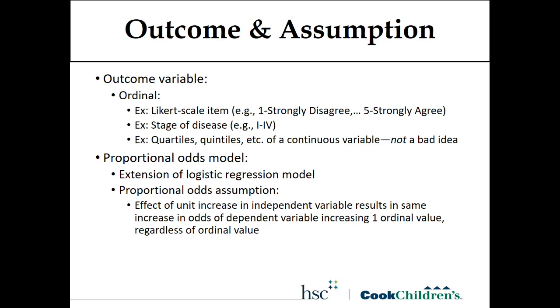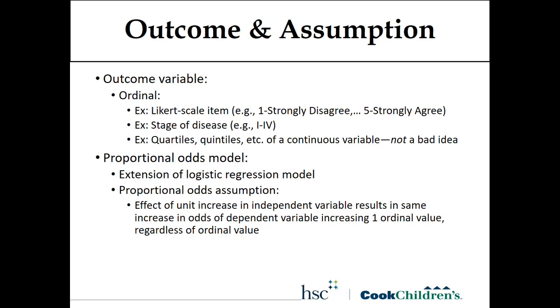Stages of a disease, like 1 to 4, are another example. Here we have pancreatitis in our study as one of the variables that I'm not going to go into, but that was, I think, 5 categories of pancreatitis. So that would be another good example of when it would be appropriate to use an ordinal regression.